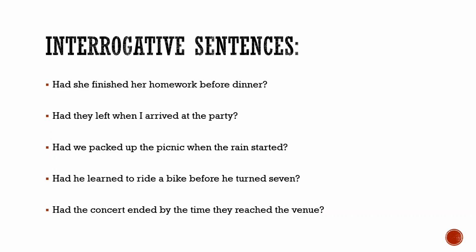So you have the helping verb at the start, and you have the third form of the main verb we're talking about here, which is "finished". All right. In the next sentence we have: Had they left when I arrived at the party? So you also have the helping verb at the start, then the subject and the main verb, which is the third form of the main verb. Then at the end you have a question mark as well.